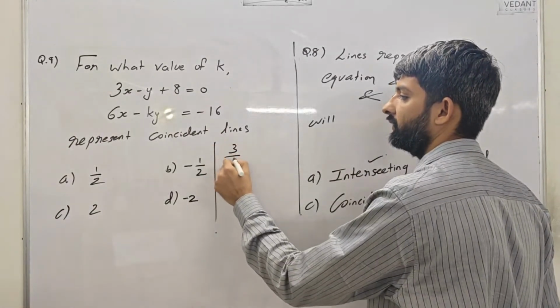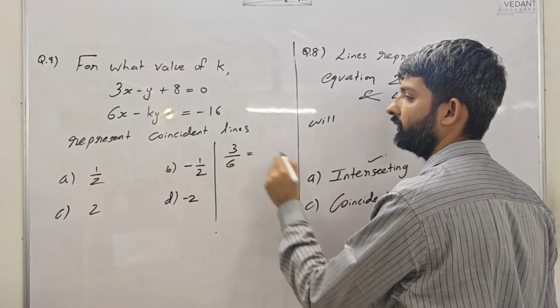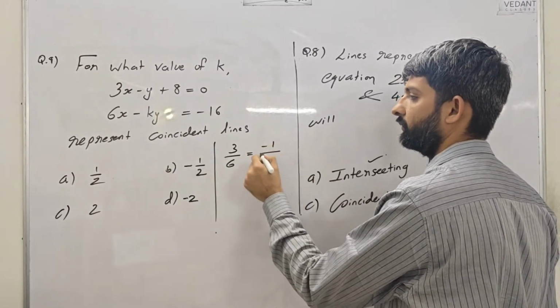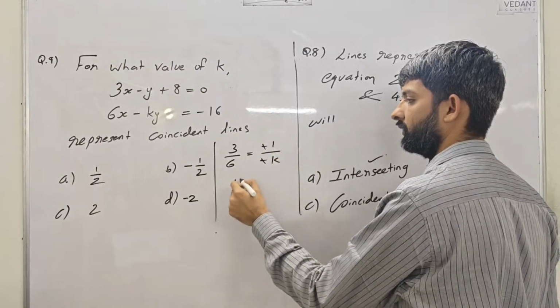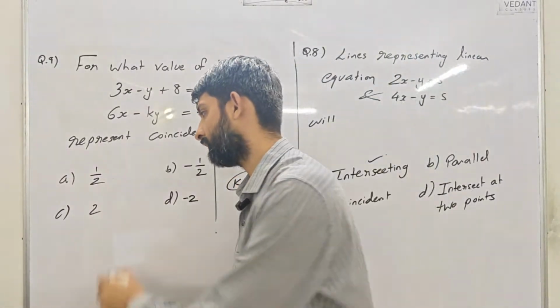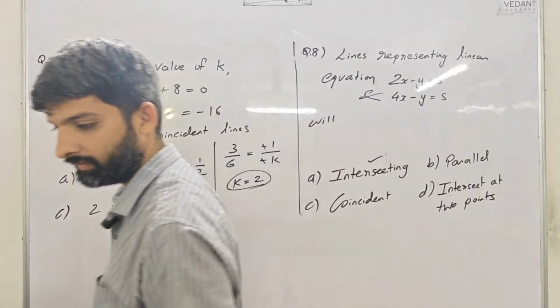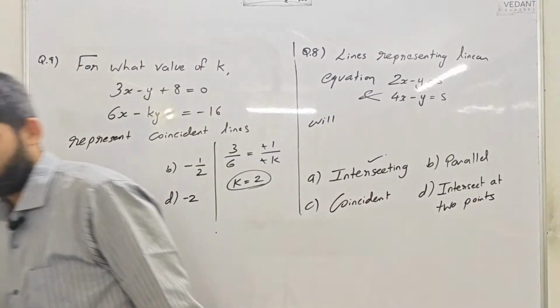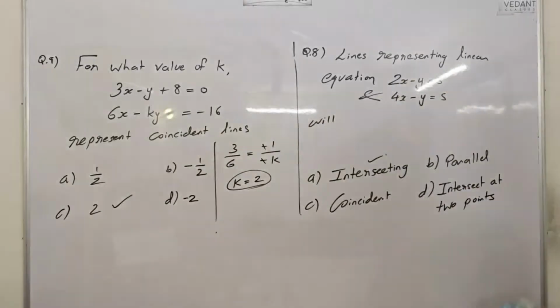So 3 by 6 is equal to minus 1 by minus k. So simplify and you will get the value of k to be 2. Option C will be the right answer. So I hope everyone getting that. Perfect.